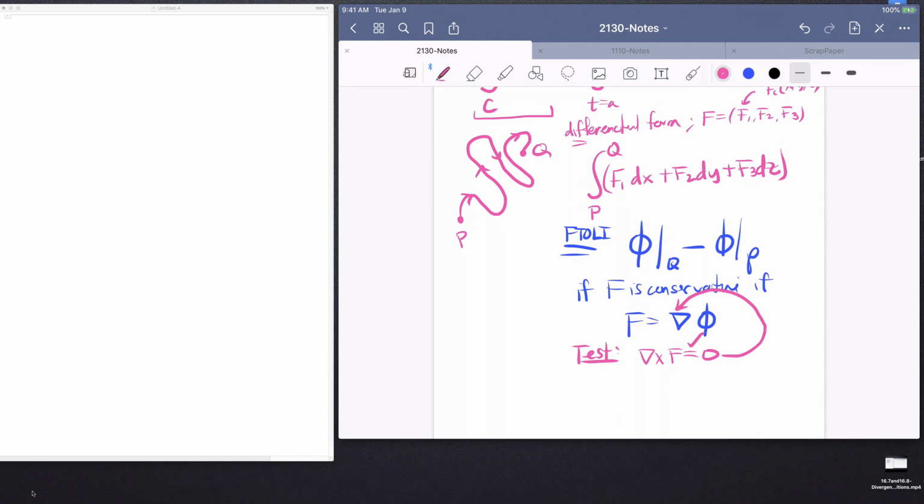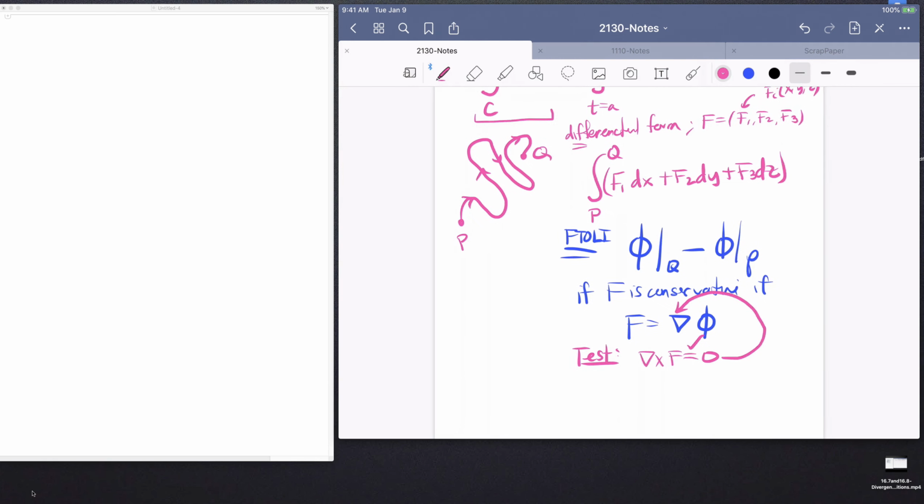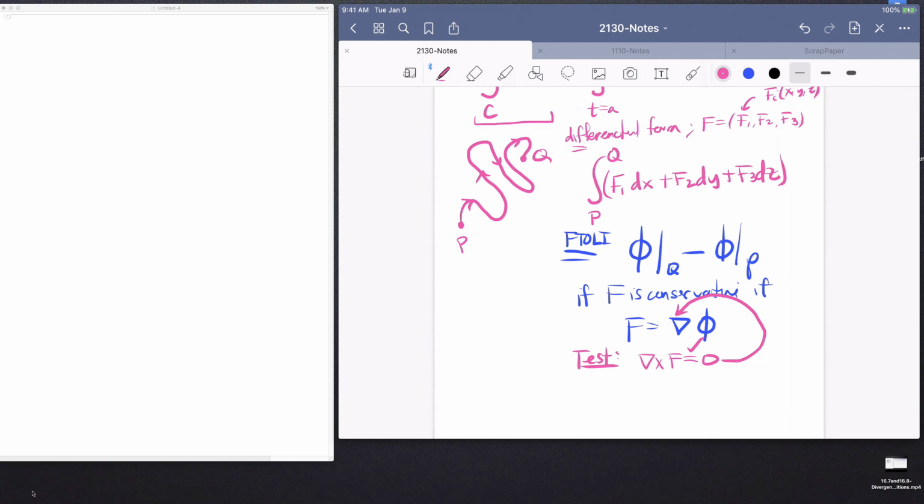Okay? So there's the test for whether or not the vector field is conservative, and if so, it makes it nice and easy to evaluate that line integral. You just take the potential function evaluated at P, the potential function evaluated at Q, and then you compute this potential difference. Okay, so you'll subtract those two numbers.